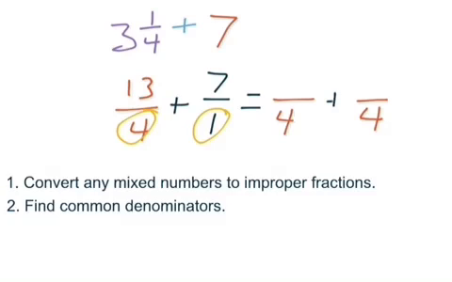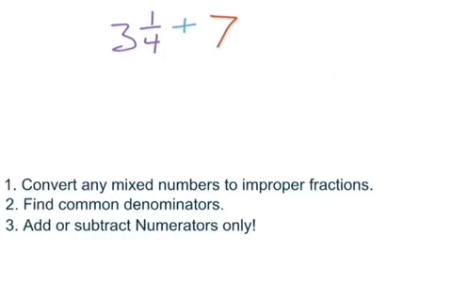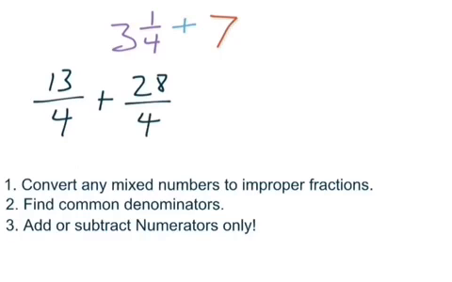We're still going to add here, and then convert the numerators. So because 4 stayed the same right here, 13 will stay the same here. 1 changed to 4 here. So 1 times 4 is 4. So that means 7 times 4 should get me 28. So now I've got my common denominators, and I have 13/4 plus 28/4. Let me write that real quick. 13/4 plus 28/4. And my third step is to add or subtract, remember, numerators only.